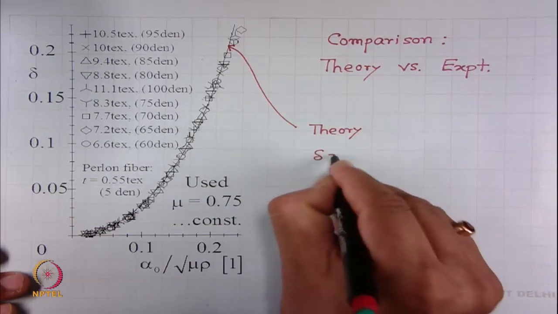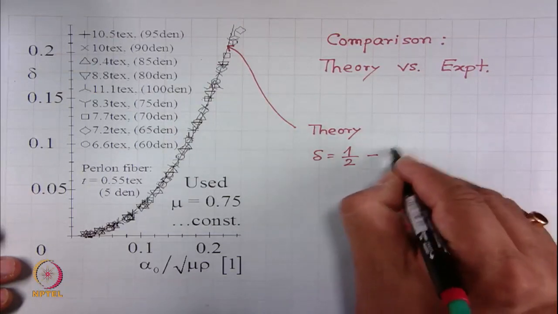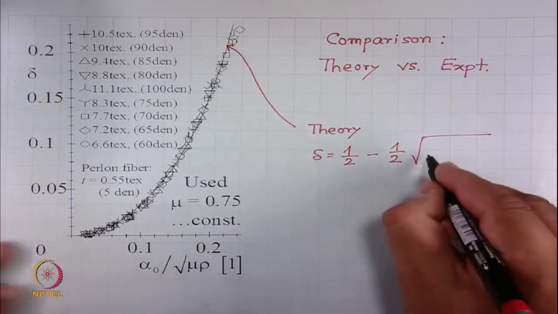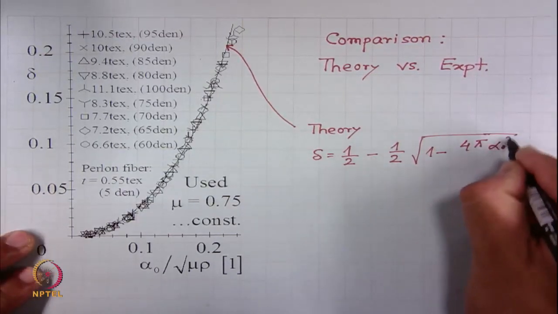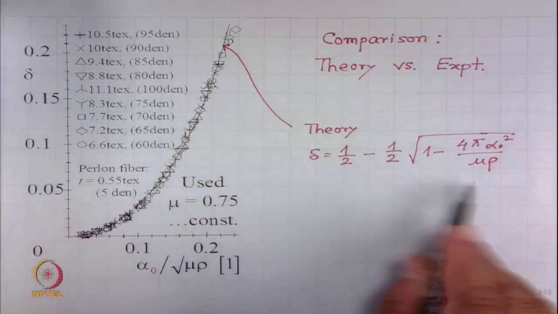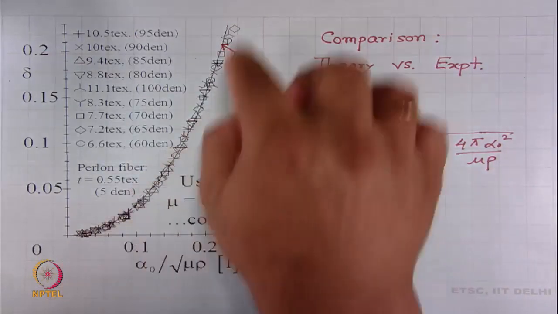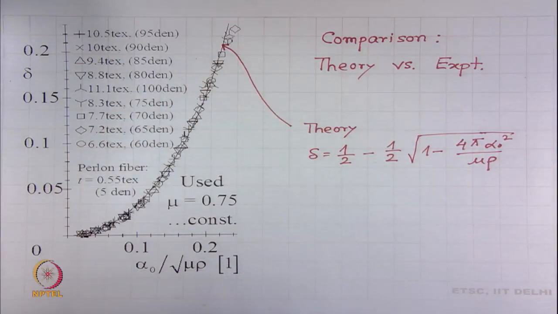What is this line? You have just now derived root over 1 minus 4 pi alpha square by mu into rho, right. So, this line is the theoretical line and all of the experimental results. What we see is that throughout this region, this theory explains the experimental results quite well. Isn't it?